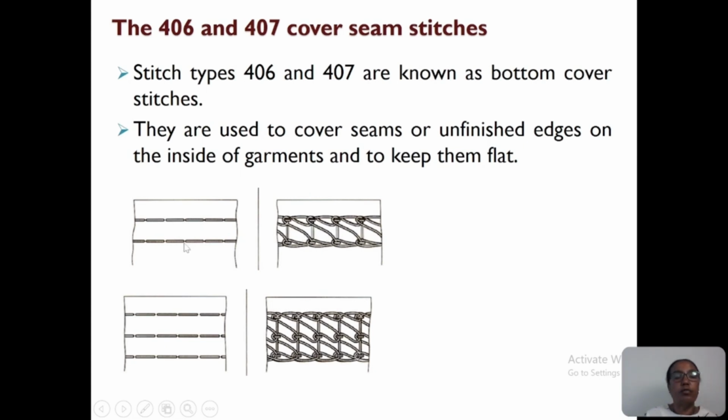This one is the front part and this one is the back part. So the back one is more bulky. When you compare it with lock stitch 300, this one is bulky.